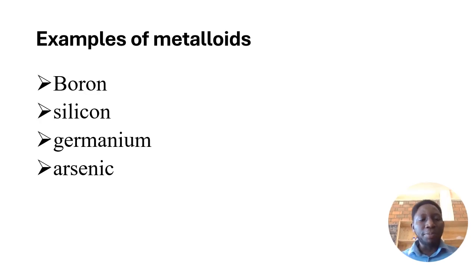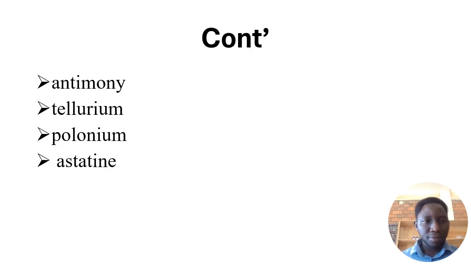Let's end our topic today by giving examples of metalloids. Really, we have 8 metalloids. Here we have boron, silicon, germanium, arsenic, antimony, tellurium, polonium, and the last is astatine. These are examples of metalloid elements.